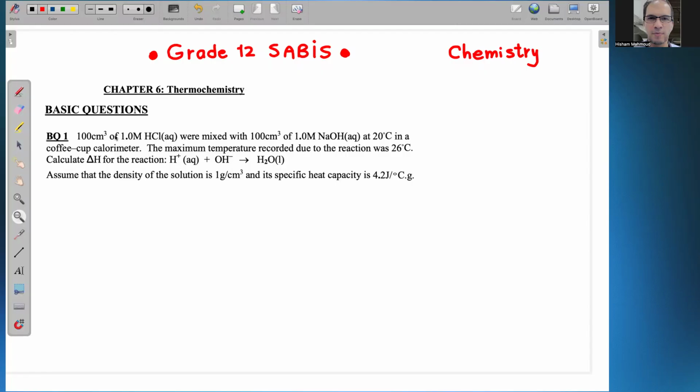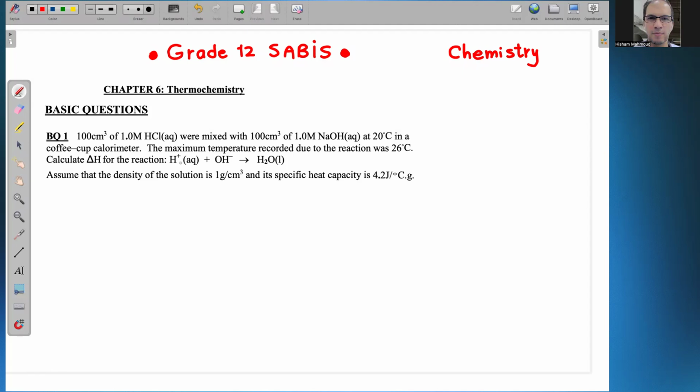So the first basic question is saying that I have 100 centimeter cube of a 1 molar HCl solution that was mixed with 100 centimeter cube of 1 molar NaOH. That's 20 degrees centigrade, and the temperature has increased to 26 degrees. This happened in a coffee cup calorimeter. Calculate the delta H for the reaction.